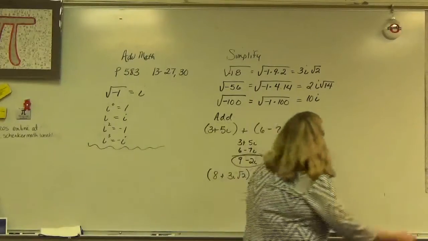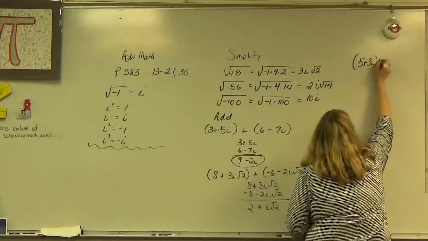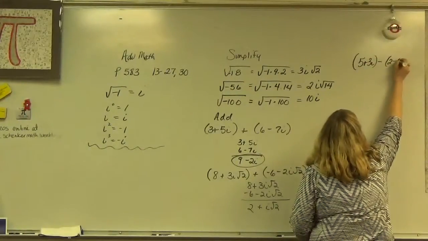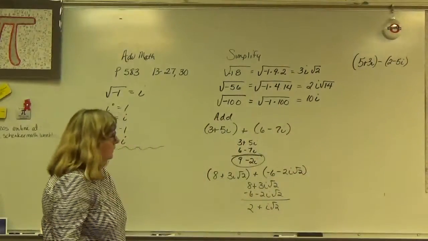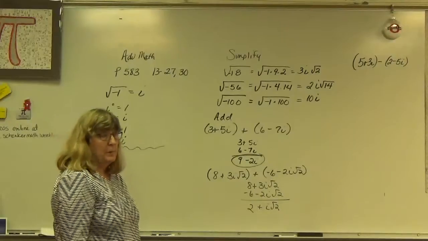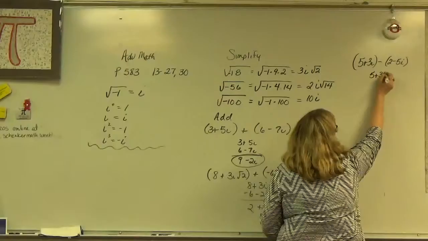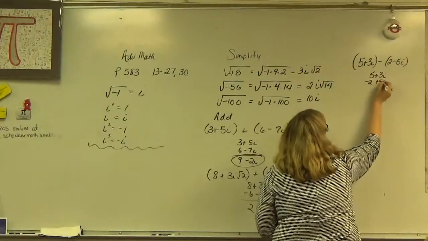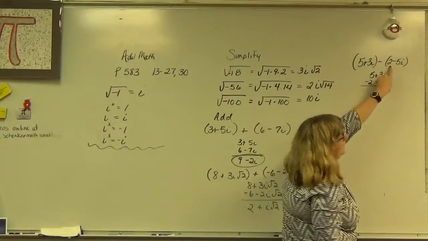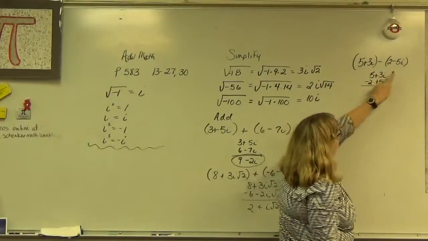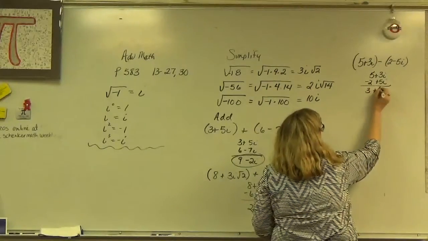Okay? I gotcha. Subtraction. 5 plus 3i, subtract 2 minus 5i. You do the same thing, you write down the first one, but you change the sign. So this is subtract, so I change the signs of everything that's being subtracted. The 2 becomes a negative, the 5i becomes a positive. Now combining like terms, 3 plus 8i.